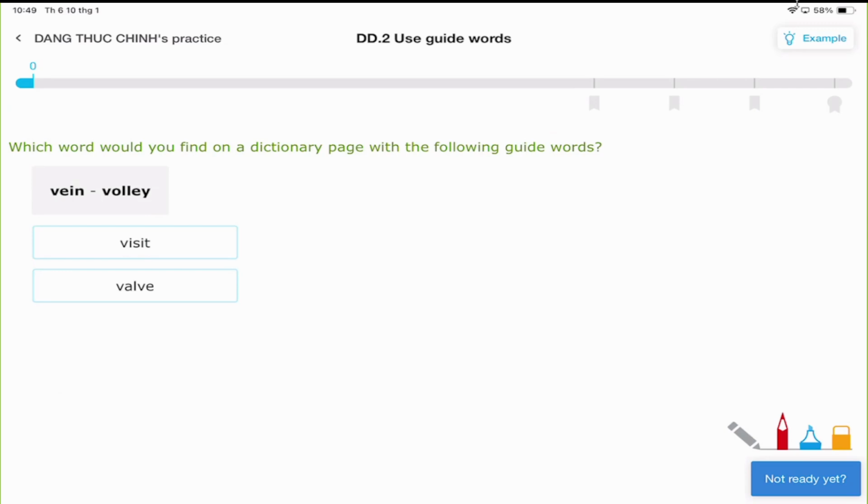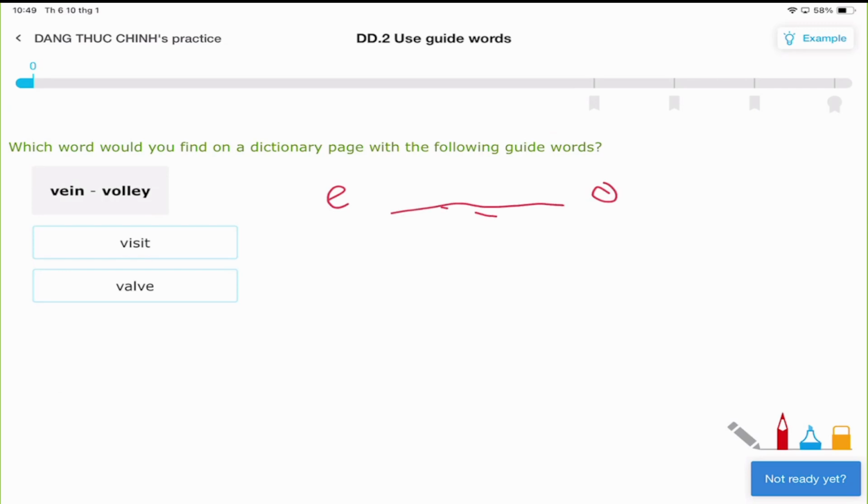For example, in this one we have the V and the V. The V and the V here are the same, so we'll look at the second letters, E and O. But of course, between E and O there would be a lot of letters.